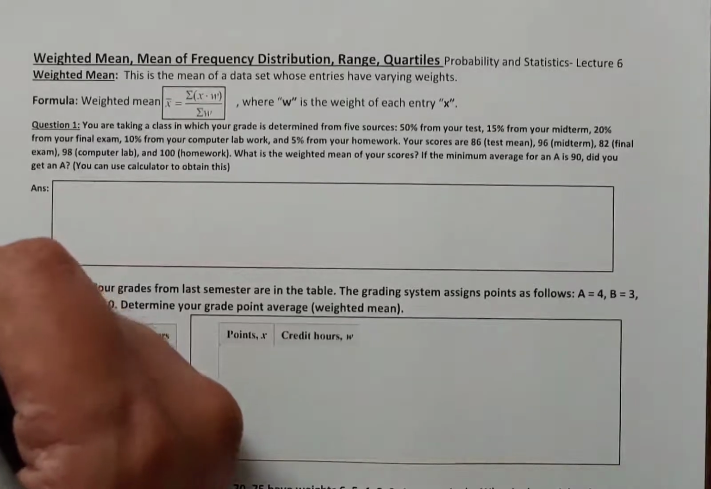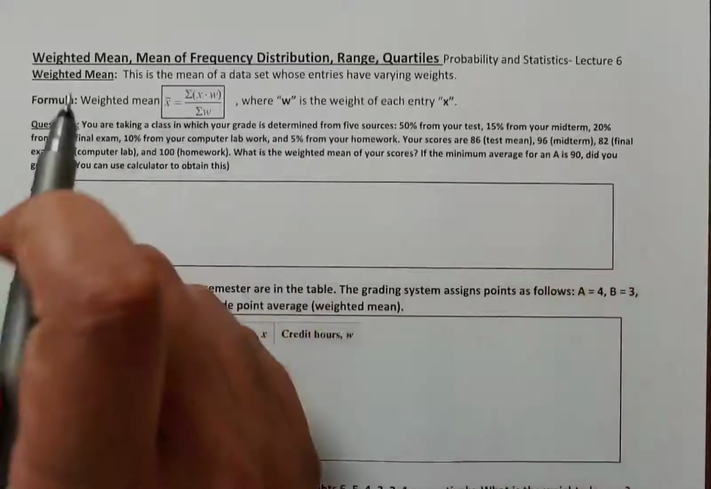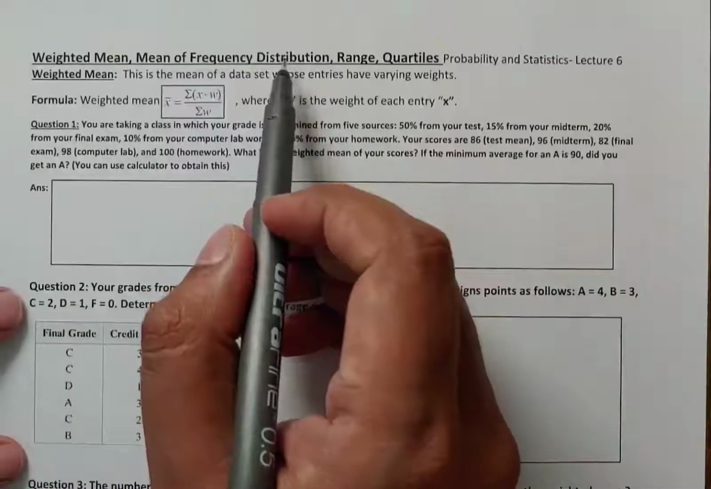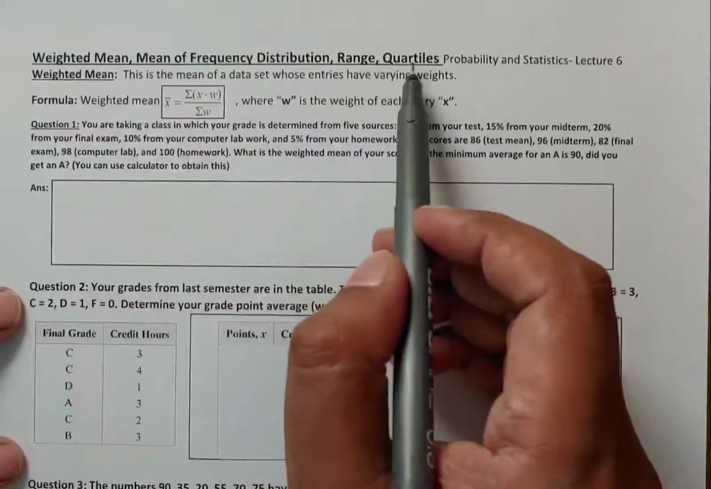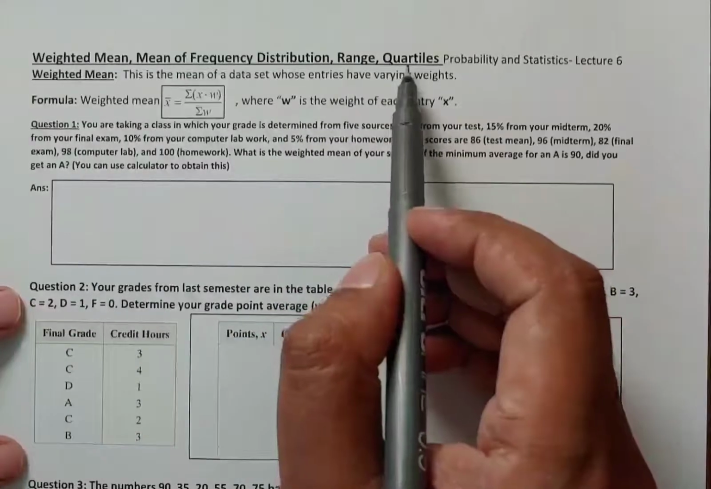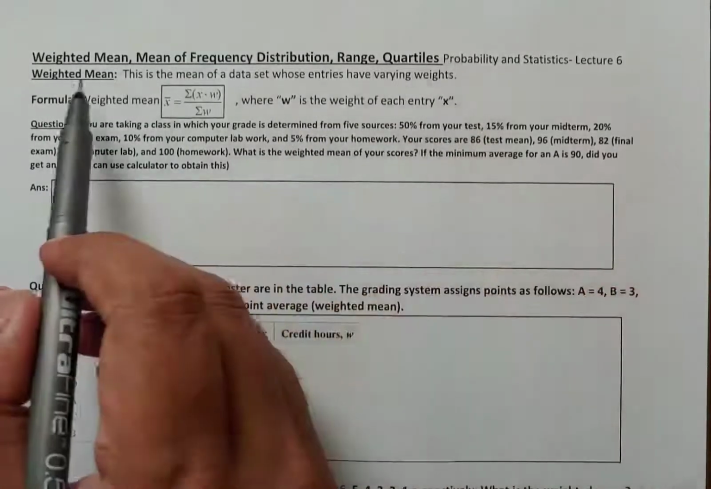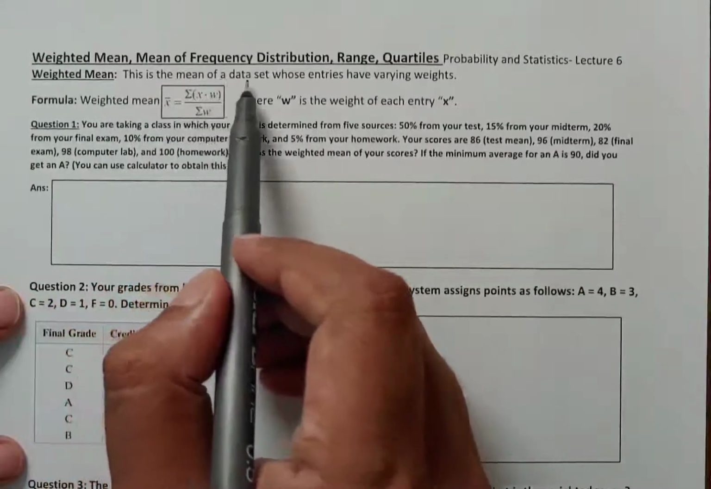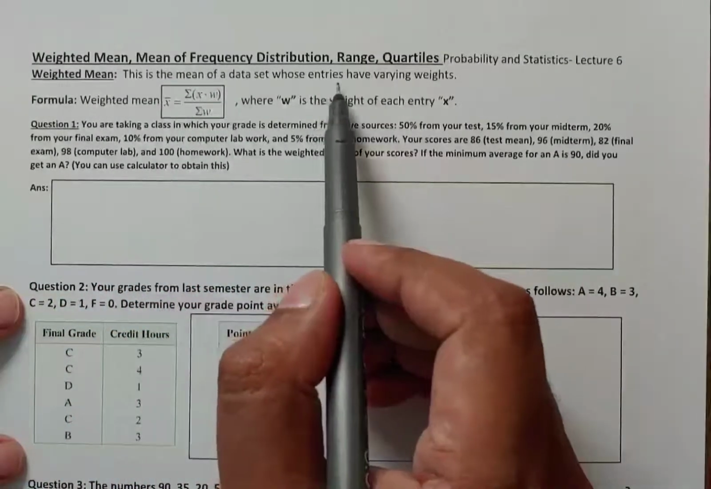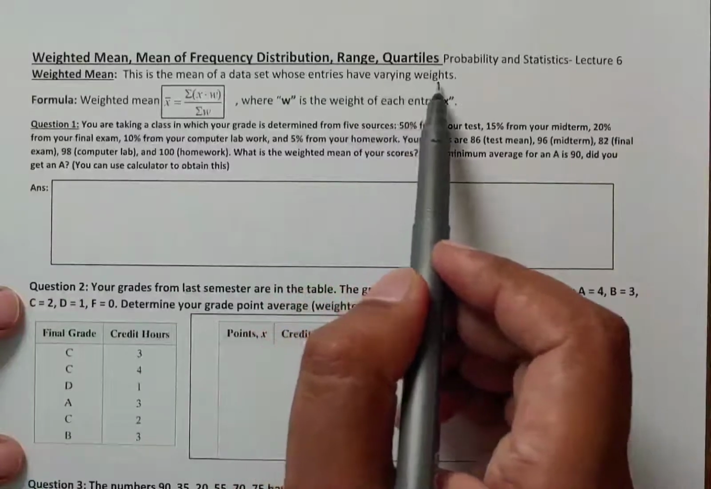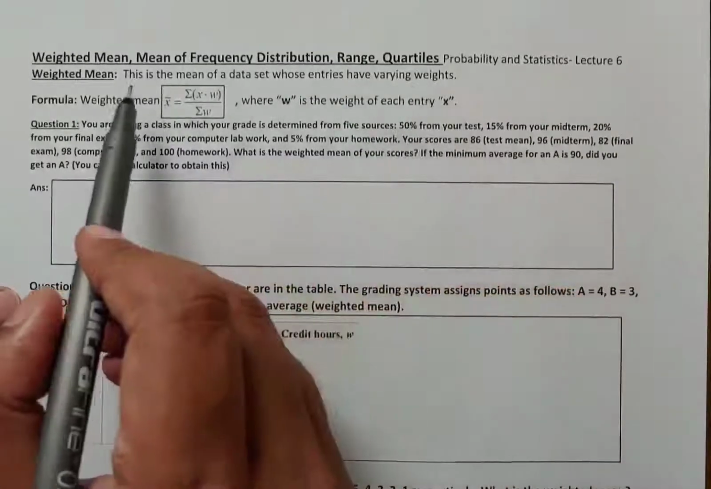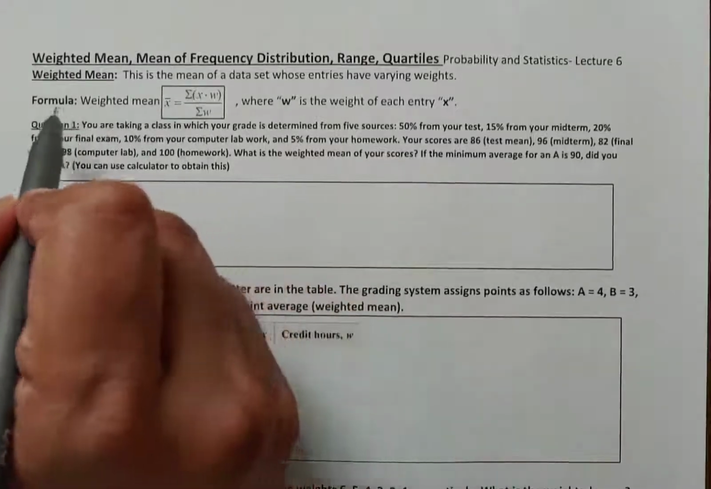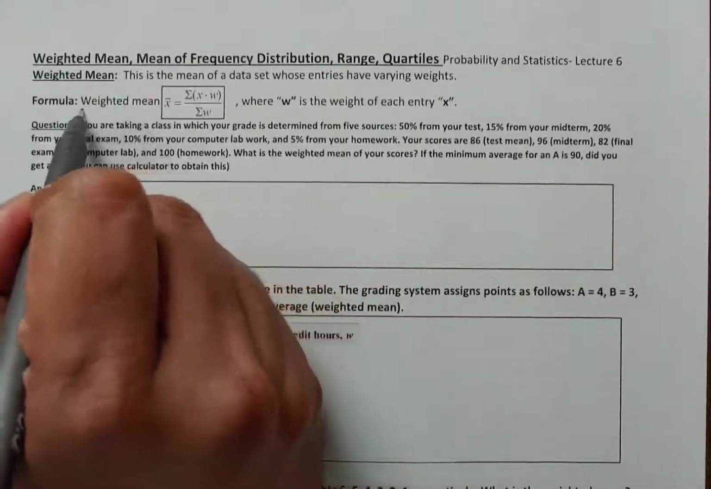In this lecture, we do the weighted mean, mean of frequency distribution, range, and quartiles, these topics. Okay, weighted mean is the mean of a data set whose entries have varying weights. So we have the formula for weighted mean. This is the formula for weighted mean.